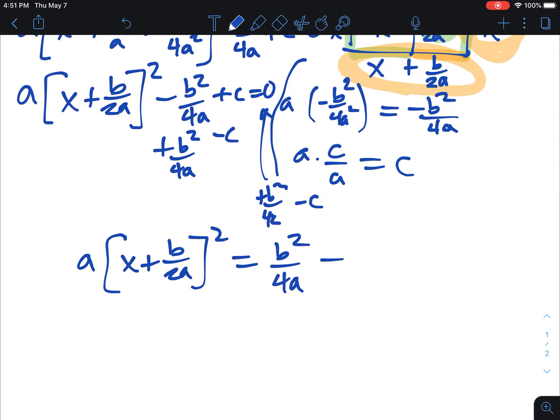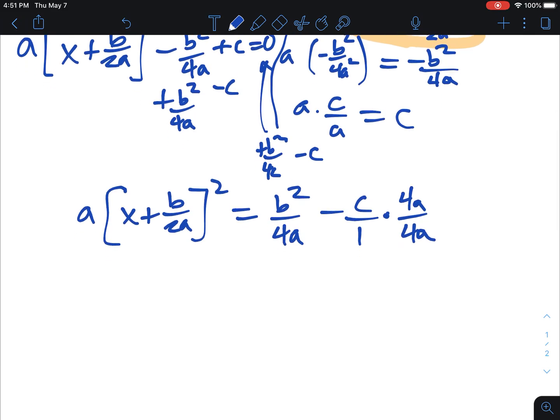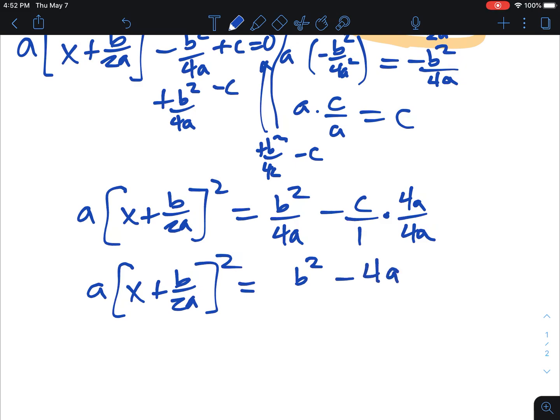Let's try and make the right side a fraction, though, because it'll be a little bit easier if it's all one fraction. So I'm going to put this c over 1, get a common denominator of 4a. That'll make things easier for us later. So that's a times x plus b over 2a squared equals b squared minus 4ac, interesting, all over 4a, that common denominator. Wow, we're almost getting this formula, that's the whole point.